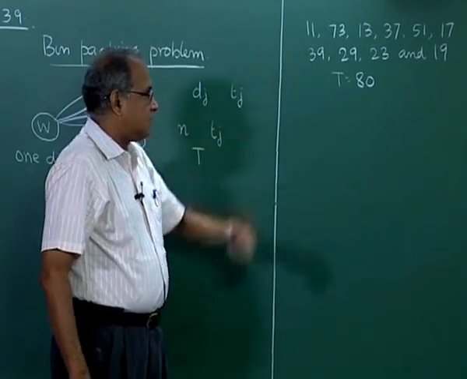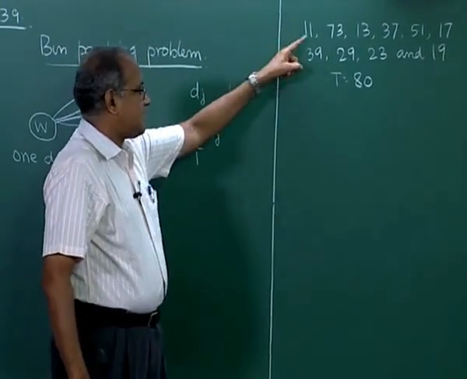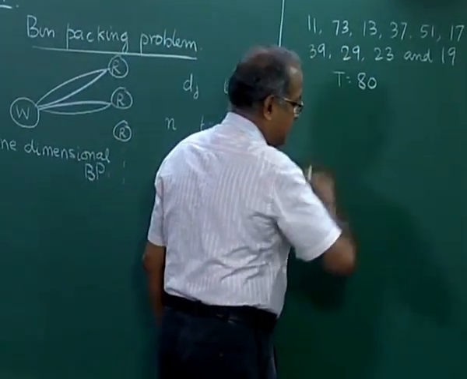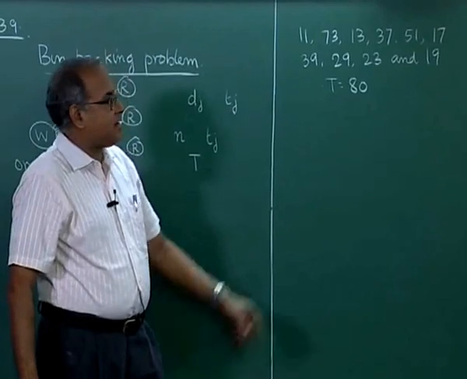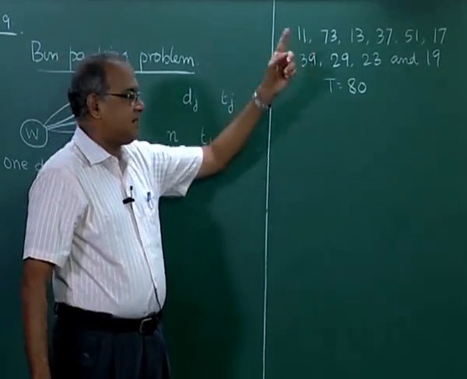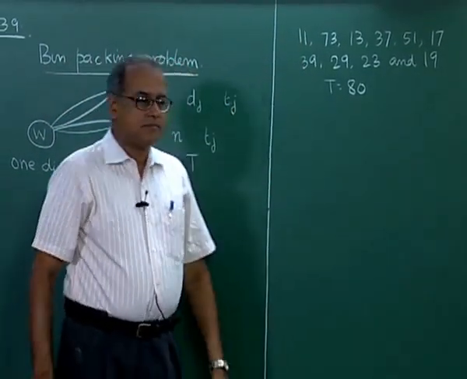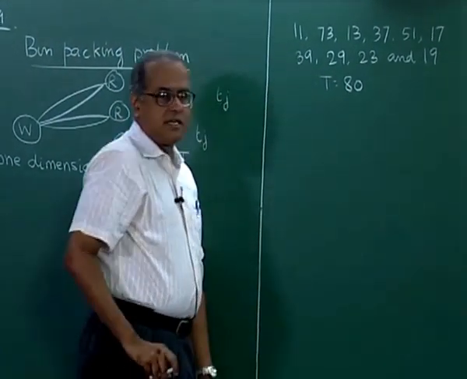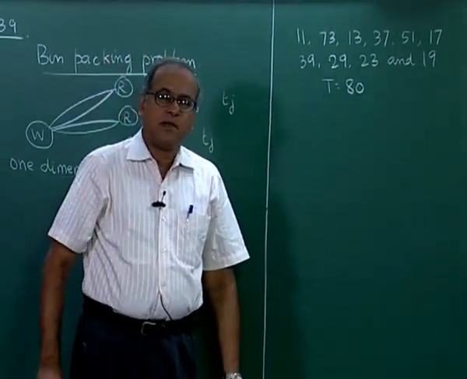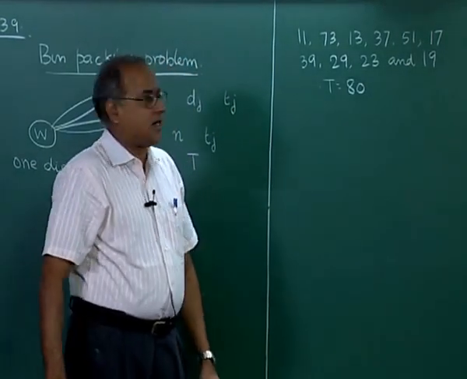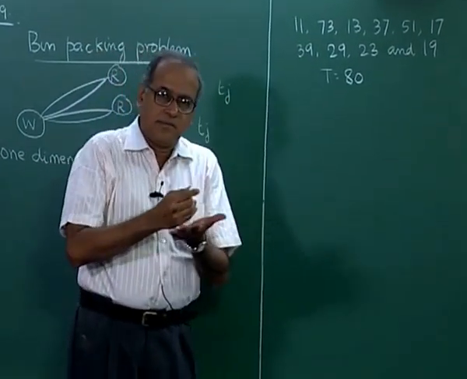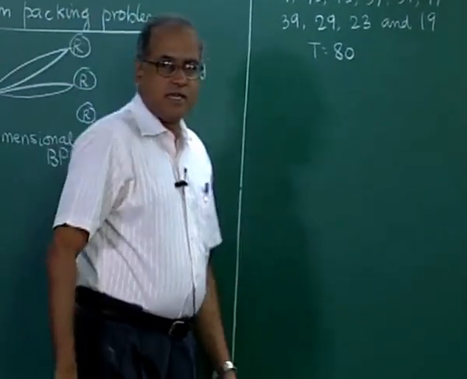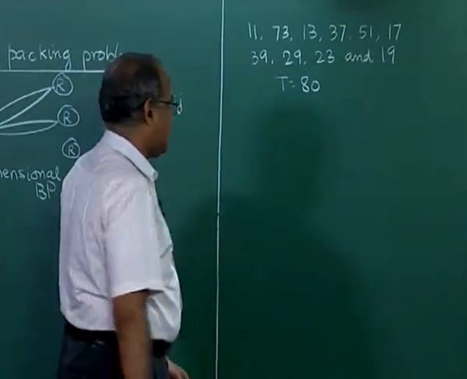Now, we have to find out which of these items. We can treat each one of these as items that go into a bin. The bin's length is 80, items have lengths 11, 73, 13, 37 etc. So, which of these items will go to which of these bins such that we minimize the number of bins as well as ensure that the length of the items that go into a bin does not exceed the bin length. We have seen the formulation in the previous lecture.